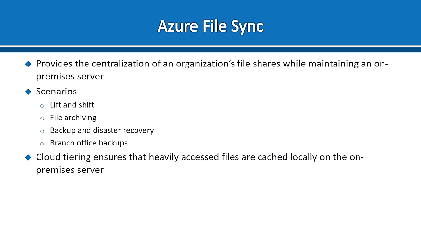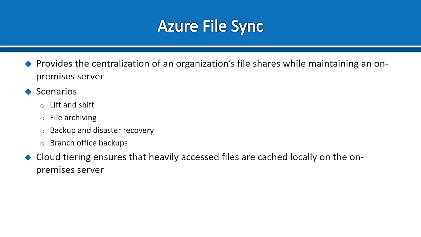Scenarios that it supports or benefits that we find: lift and shift, the ability to move applications that require access between Azure and an on-prem system very quickly, and the ability to support file archiving. So only recently accessed data is going to be on the local server. Any non-used data gets automatically moved. It's referred to as cloud tiering. Now that's an optional feature, but you can go in and configure it in the settings.